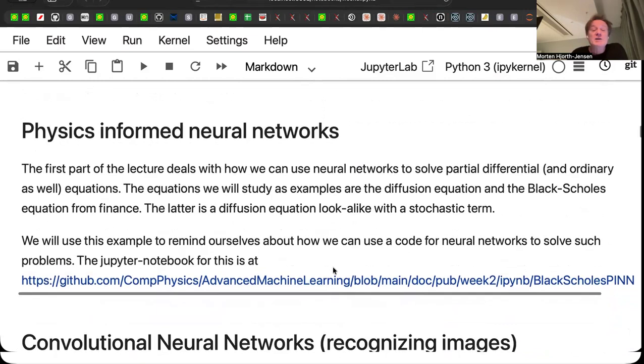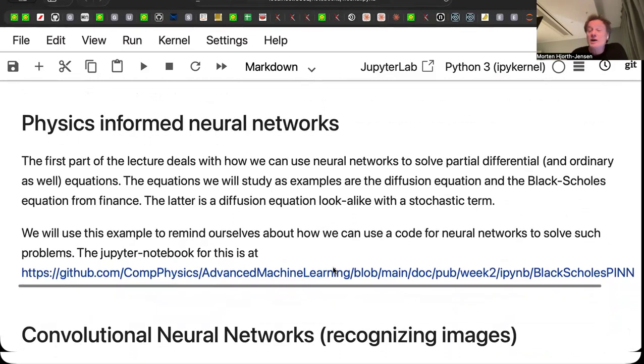And what we are going to look at now is the solution of differential equations. In particular, we are going to focus first on the standard diffusion equation, which many of you probably have encountered, and we are going to look at how to solve that in one dimension. And then we are going to modify that to the diffusion equation with a stochastic term, which is called the Black-Scholes equation. It's a famous equation in finance, which led to the Nobel Prize in economics for Black and Scholes.